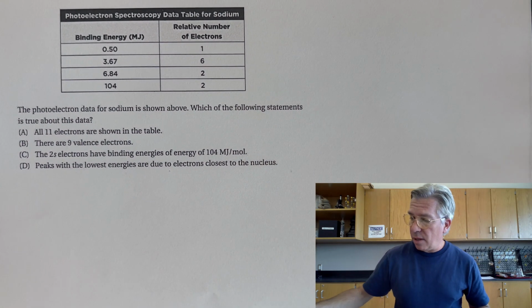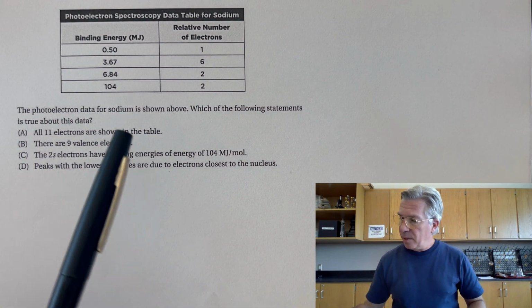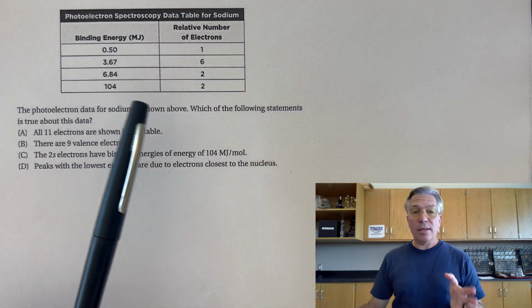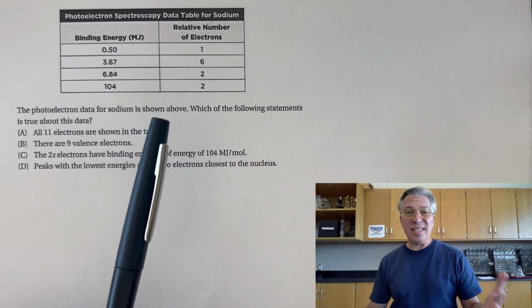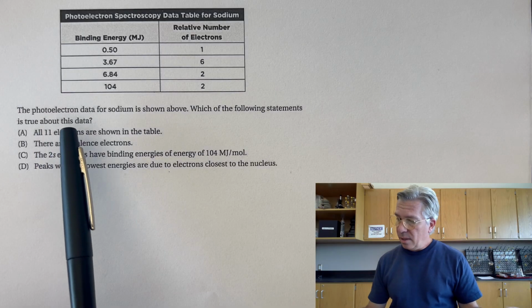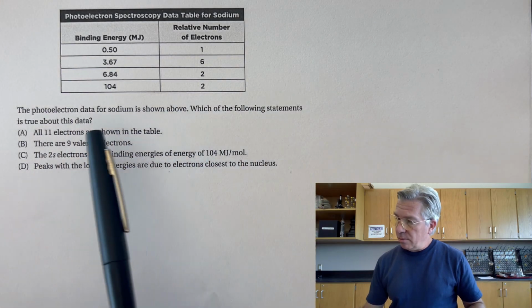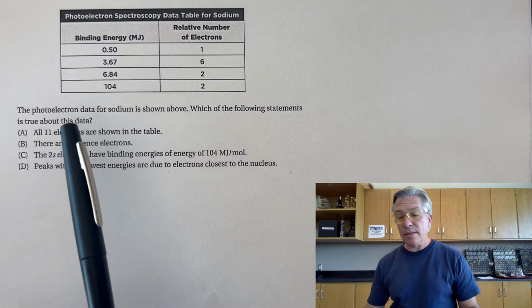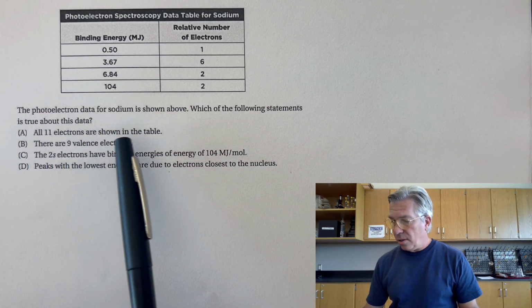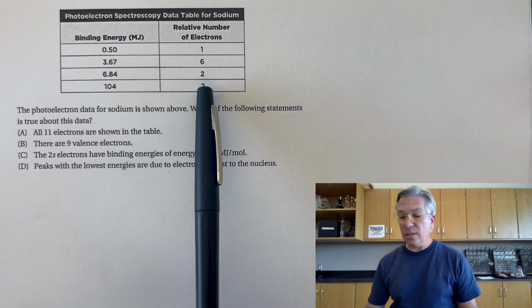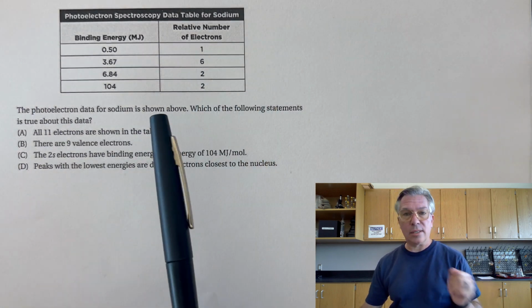Okay, then 2 more quick questions. They're similar to each other, so if you can follow along the first one, you should be able to do the second one. Here we have not a graph, but a data table. Same data, just presented differently. The photoelectron data for sodium, which we just saw, is shown above. Which of the following statements is true about this data? Are all 11 electrons shown in the table? Let's check. 2 plus 2 plus 6 plus 1. Yes, they're all in there. Great.